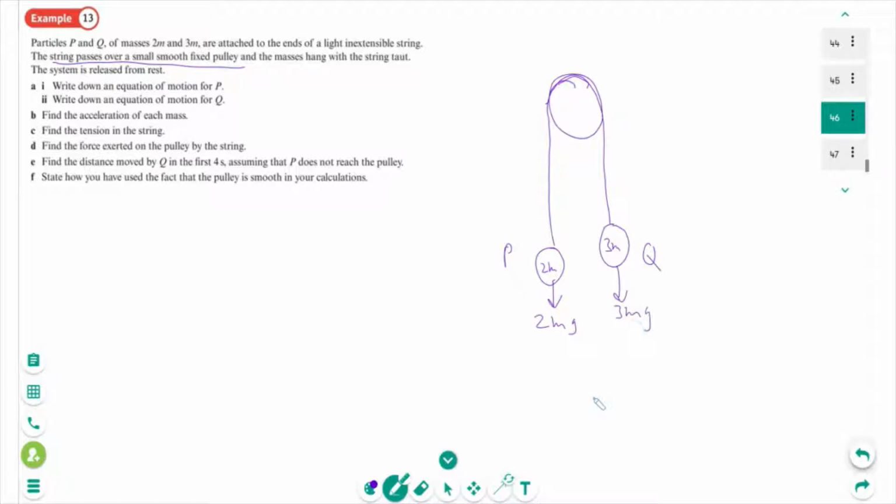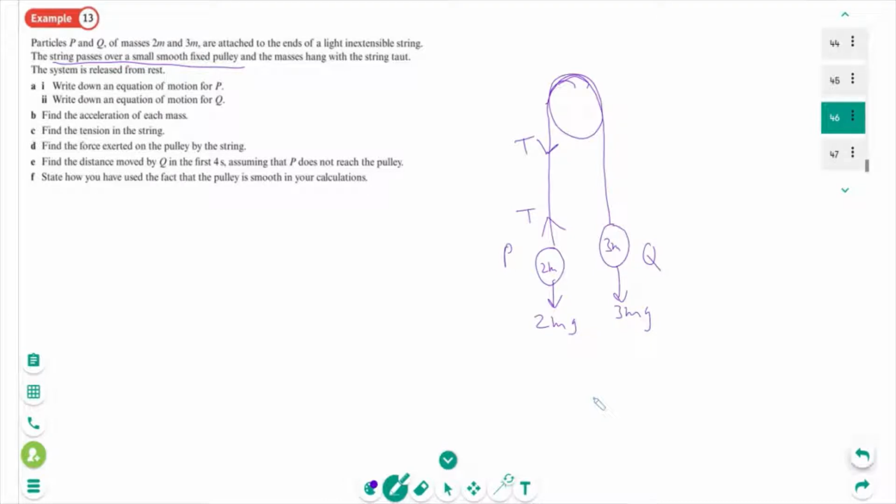So the 2m particle P is connected with the pulley, so the pulley will exert a force on the 2m mass. That's the tension. Newton's third law says there's an equal and opposite force, so the 2m mass will apply an equal and opposite force on the pulley. Okay, so that's how you set it up.